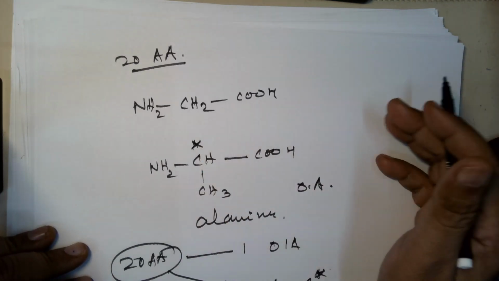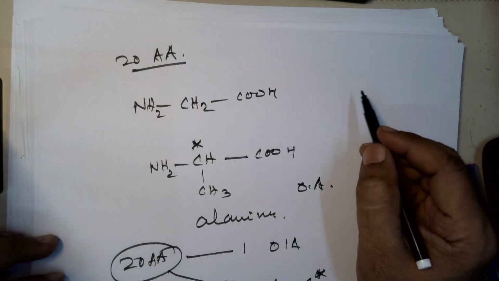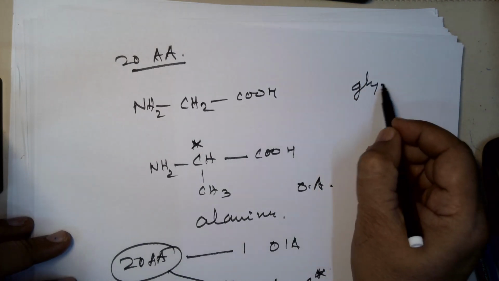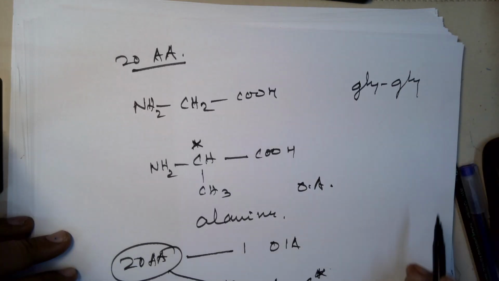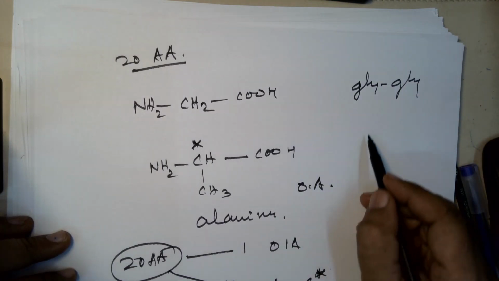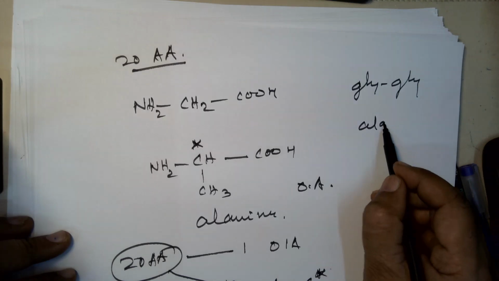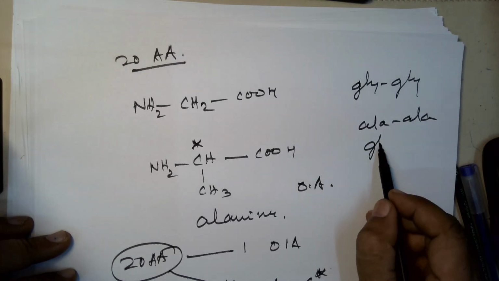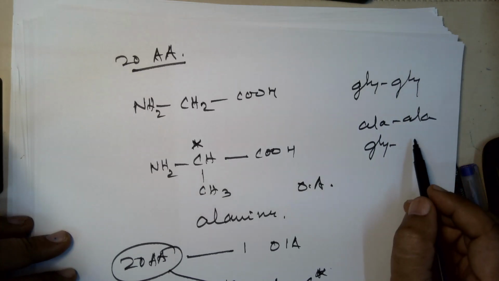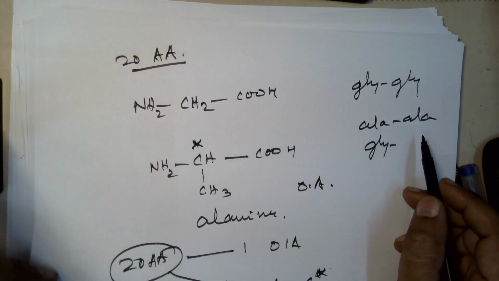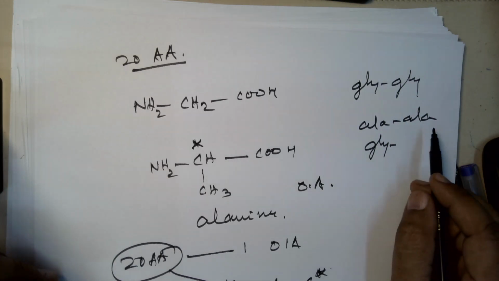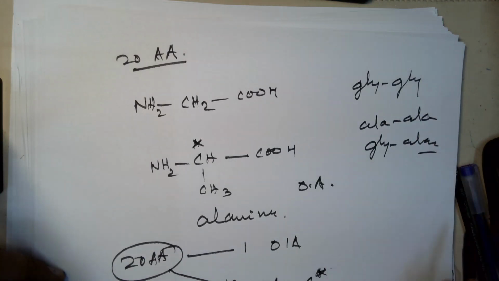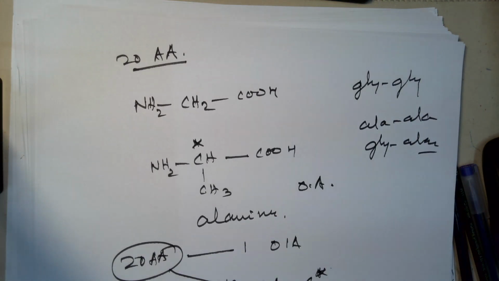Now the combination of these amino acids can result in peptides. For example, when two molecules of glycine combine, it is called gly-gly. When two molecules of alanine combine, it is called ala-ala. Sometimes it is gly-ala. Likewise it goes on, and that is why you are able to get different protein molecules, biomolecules. They are all called polypeptides, about which we will discuss under biomolecules.